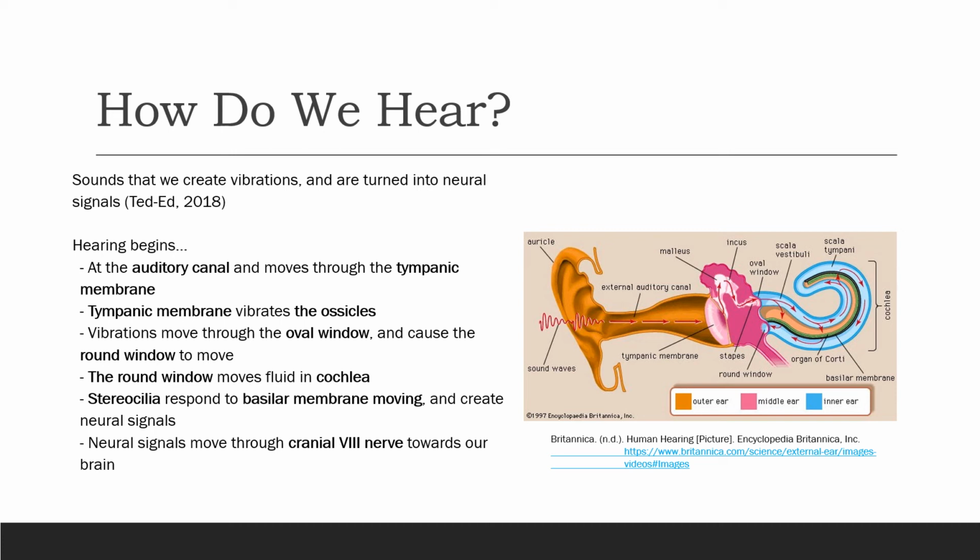The stereocilia of the hair cells located in the organ of Corti move in response to the basilar membrane moving within the cochlea. The moving of the stereocilia causes them to become excited, and it creates neural signals as sensory nerves. These move through the cranial 8 nerve to the brain. Therefore, in short, this is how we hear and translate a vibration into a neural signal.